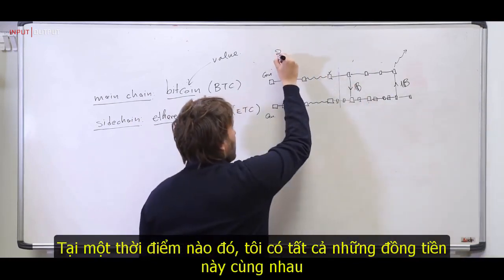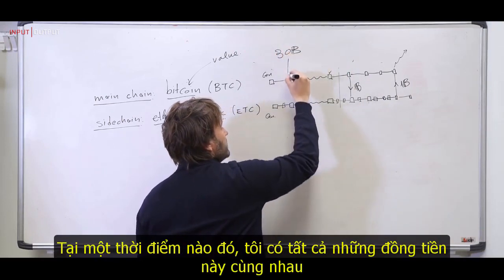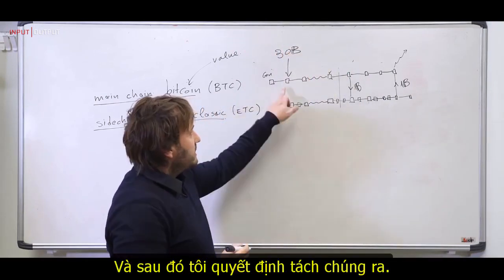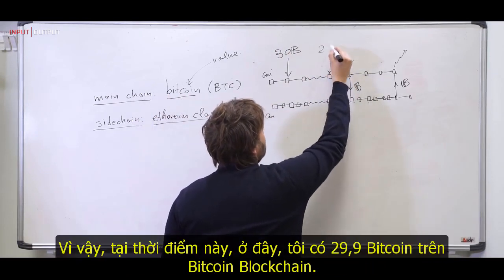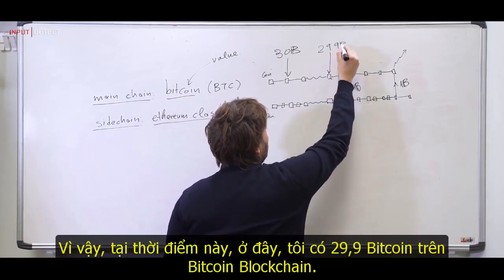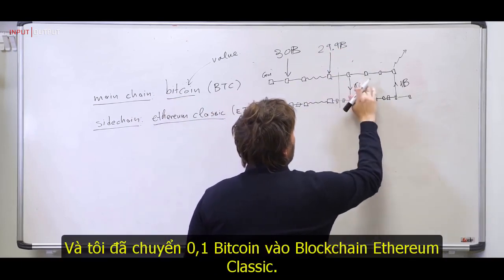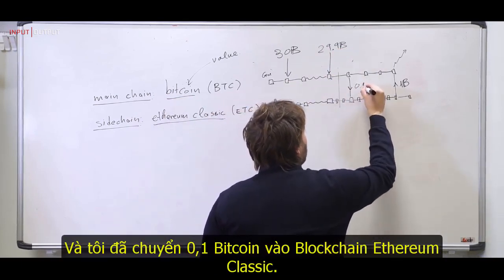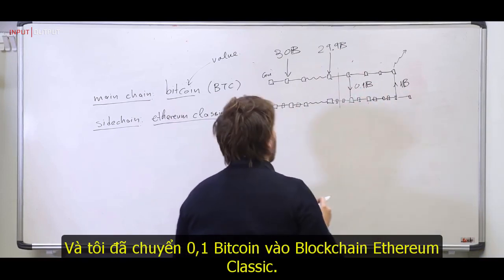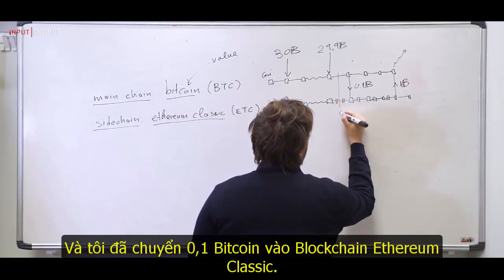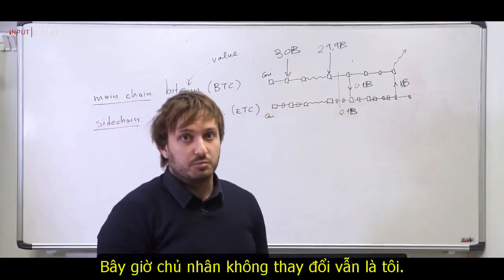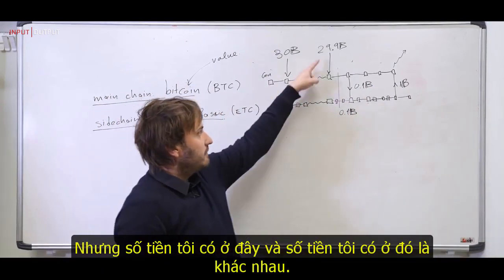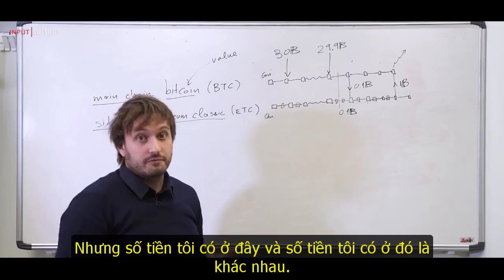So at some point I have all these coins together and they live here. And then I decide to split them up. So at this point here I have 29.9 Bitcoin on the Bitcoin blockchain, and I'm moving 0.1 Bitcoin into the Ethereum Classic blockchain. And so I have here this amount. Now the owner did not change, it's still me, but the amount that I have here and the amount that I have there is different.